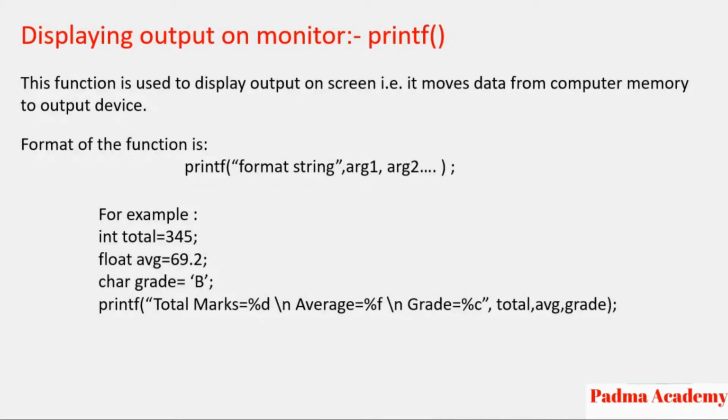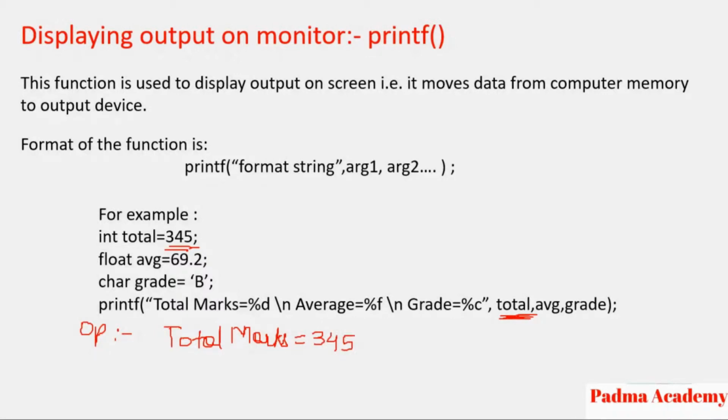So now, according to you, try to write the output of this code. The proper output is: total marks is equal to the value of this integer, that is nothing but 345.